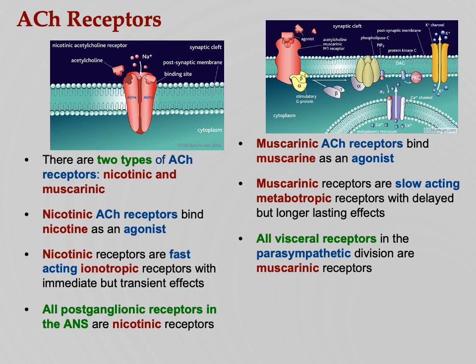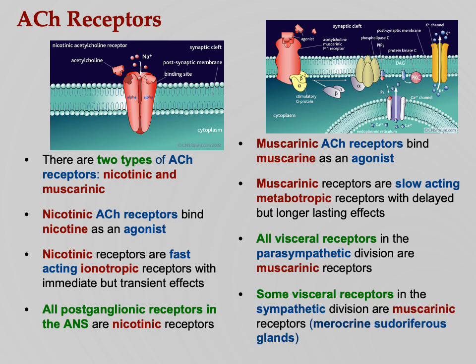So all the visceral receptors in the parasympathetic division are muscarinic receptors, all right? So that means that when the parasympathetic nervous system is talking to your heart, to your lungs, to your stomach, to your intestines, and so on, it's using muscarinic receptors in every case, okay? Every single case. Now, as we mentioned before, there's that one weird exception in the sympathetic. Sympathetic is always adrenergic receptors at the organ, except for the merocrine sudoriferous glands, which release acetylcholine onto muscarinic receptors. That's the weirdo exception.